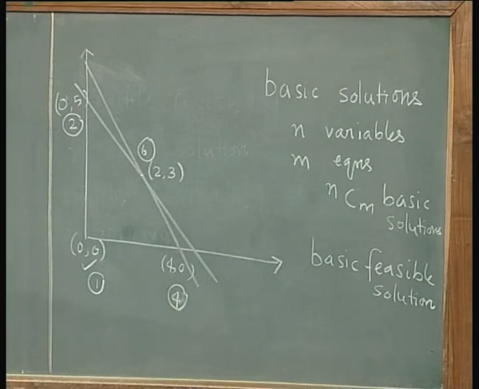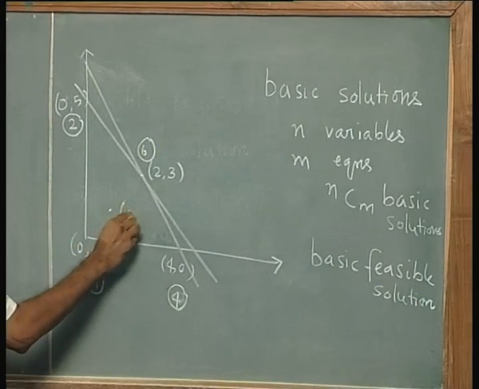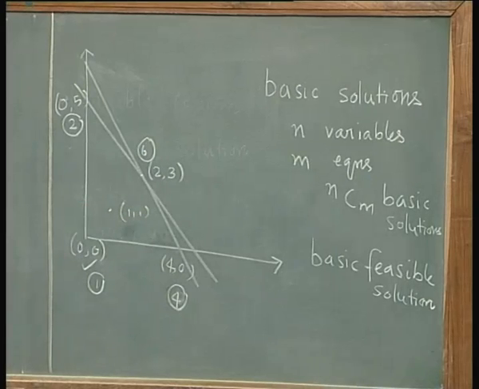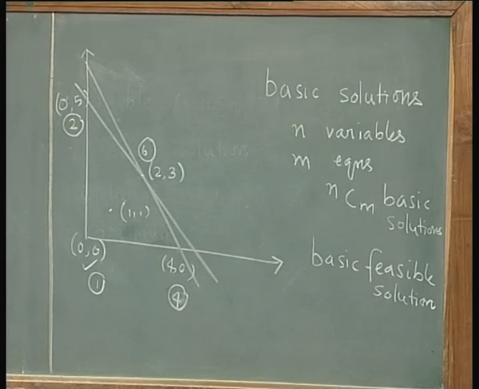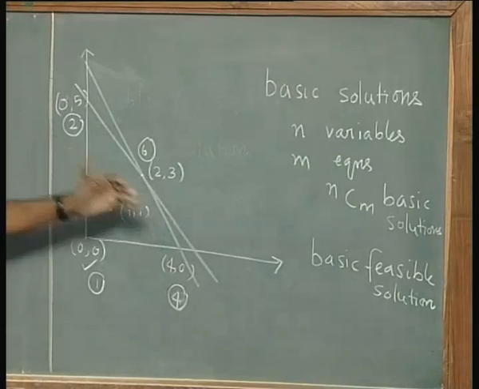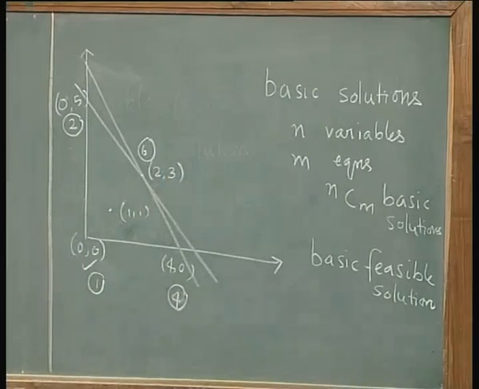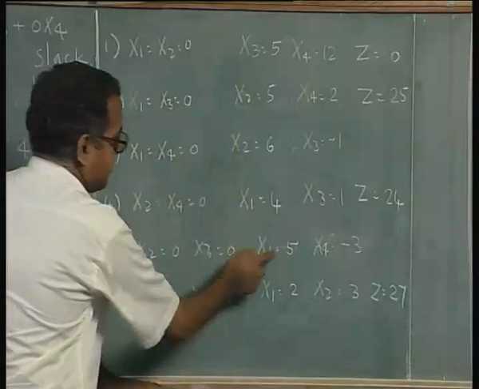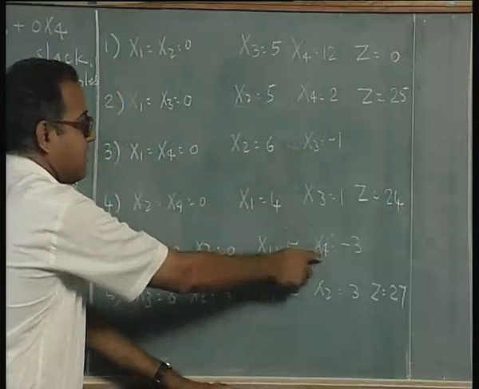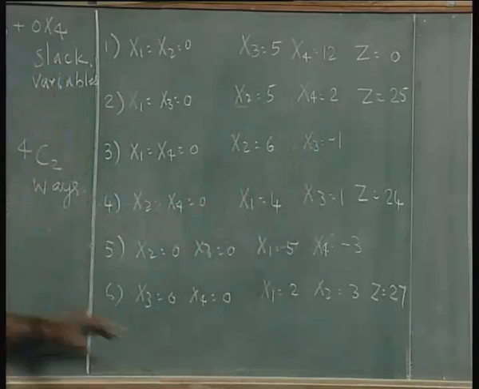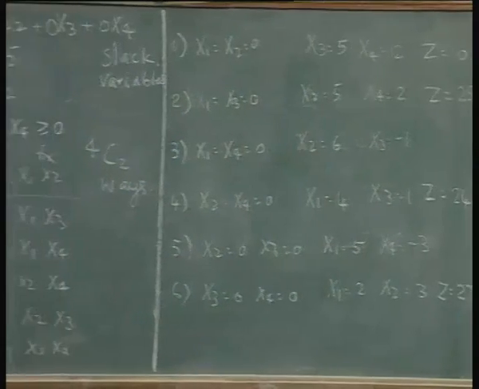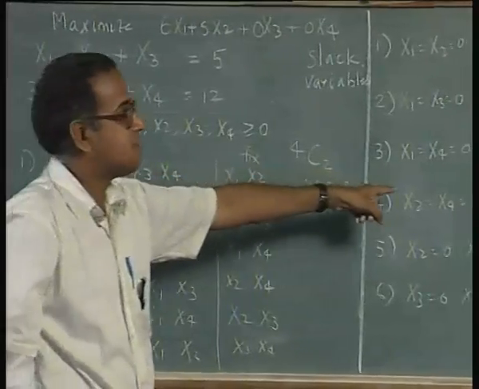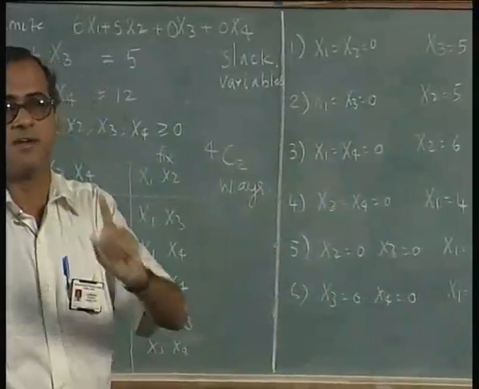For example, if we look at a point here, say 1 comma 1, it is a feasible solution, but it is a non-basic feasible solution. We are interested only in basic feasible solutions. The remaining 2 are not feasible because these values violate the non-negativity restriction. Now, these would have to be called basic infeasible solutions.